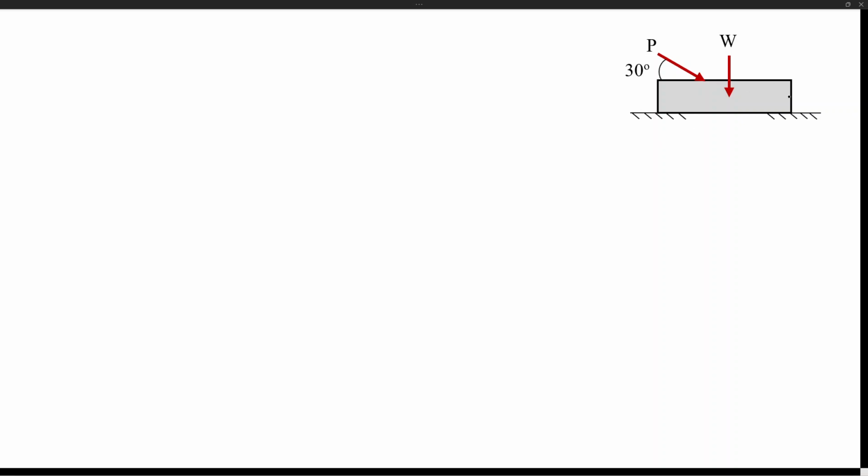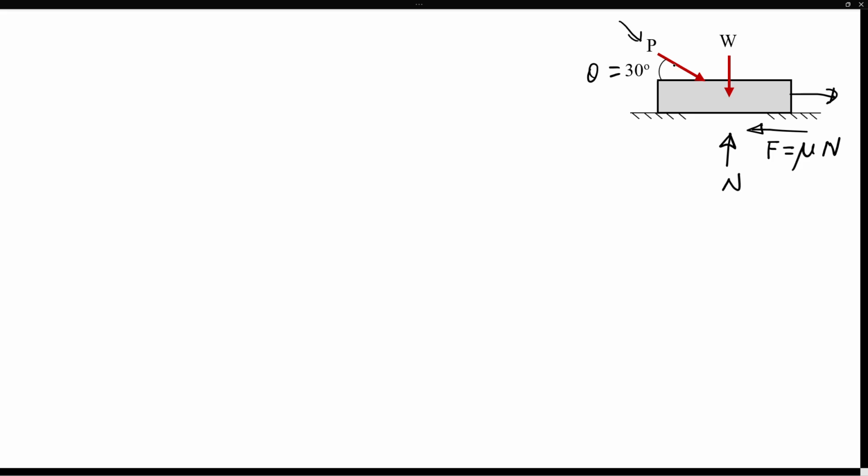Assume that we're trying to move this block in this direction by applying a force P at an angle, for example, theta. Then the friction between this block and the surface is going to act to the left, because we're trying to move to the right. And then the normal force is going to act upward. And the friction force, again, we know, is equal to the friction coefficient times the normal force.